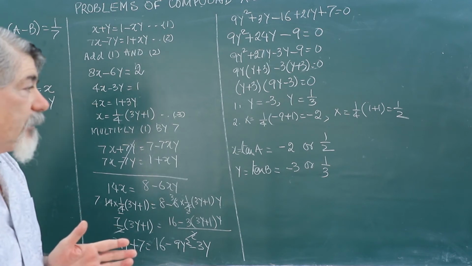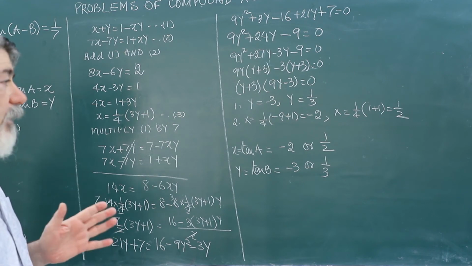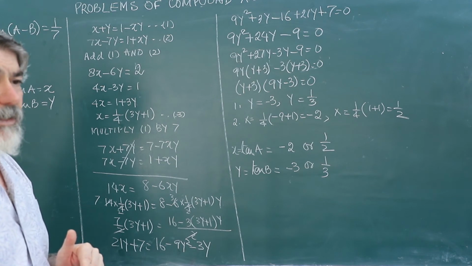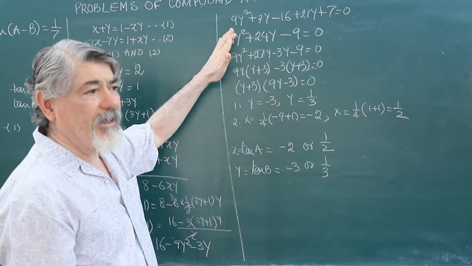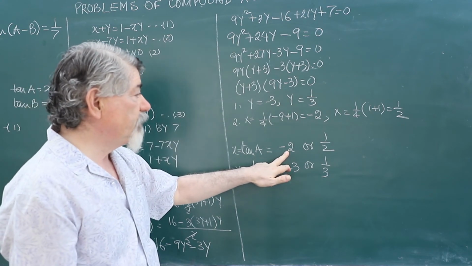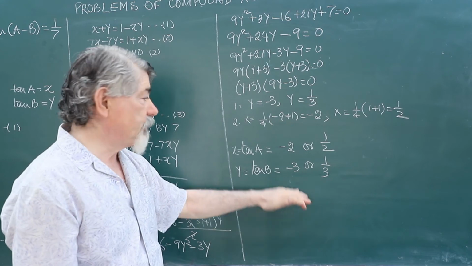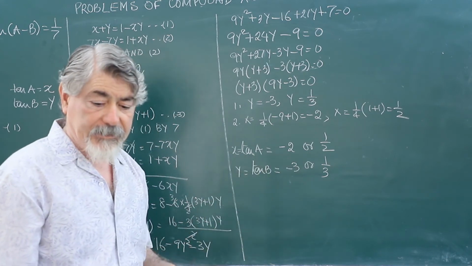If it was sine or cos, if you look at the range of sine and cos, that is minus 1 to plus 1. But here it is any value it can take. So it is possible to take minus 2, 1 upon 2, minus 3 or 1 upon 3. So these are the possible values of tan a and tan b.